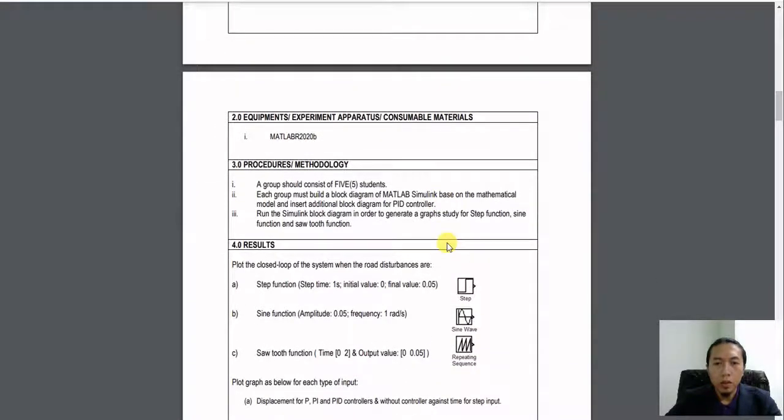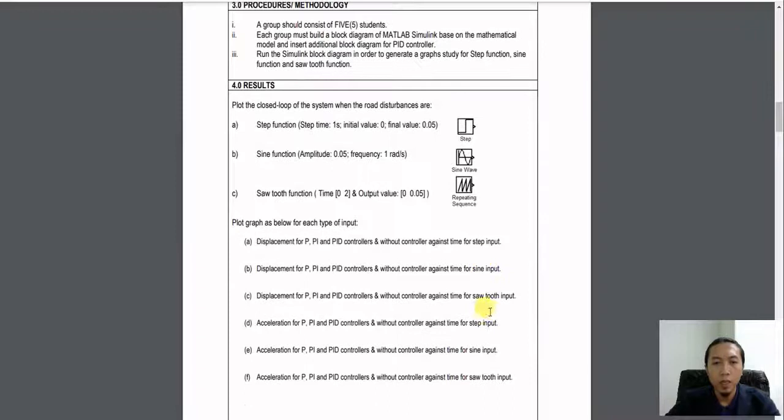Okay, so for the first result, we use a step function. After you run the step function, we move to a sine wave function, and then the last one is a repeating sequence. And then from the output of MATLAB, you need to plot the graph as below, as I mentioned in this lab.